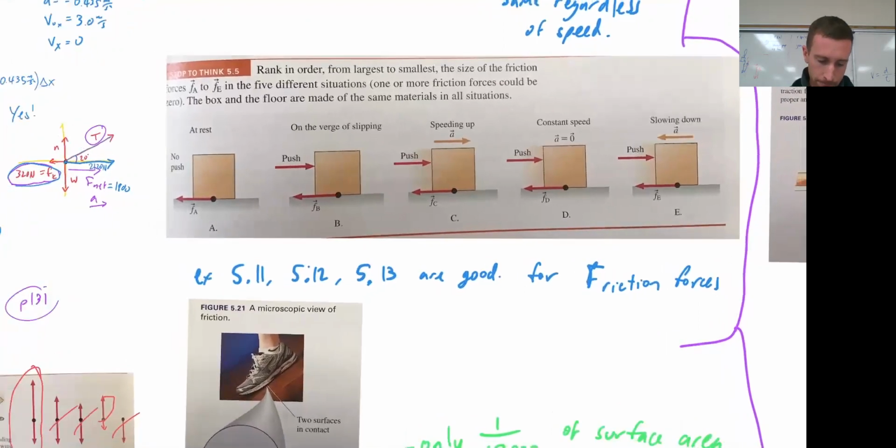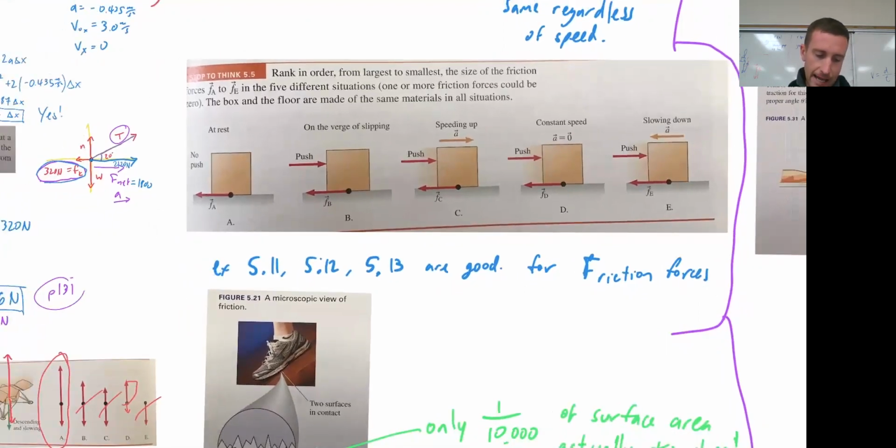Okay. So first, I have at rest with no push. If I'm not pushing on it, then there's no force of the push. So then there's no force of friction back on it. I'm pretty sure that this one's going to be 0. Right? There's no push on it. Now I do have a push. It's on the verge of slipping. So this would be static, right? That's my static friction. It's not slipping yet.